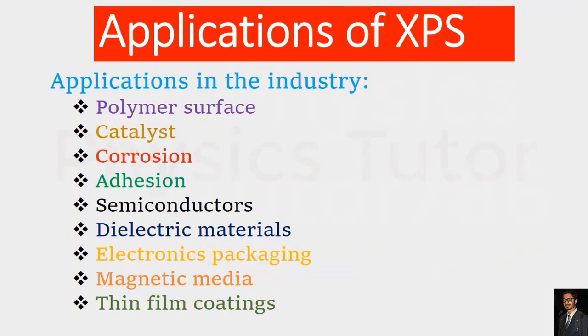In last, we see where XPS is used, where it can be applied. So applications of XPS are given here. Number one is polymer surface. We use it to study polymer surface, catalyst, corrosion, adhesion, semiconductor, dielectric materials, electronic packaging, magnetic media, and thin film coating. For all these processes, we use XPS, X-ray photoelectron spectroscopy.